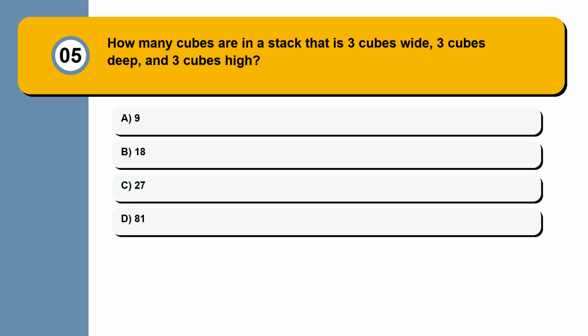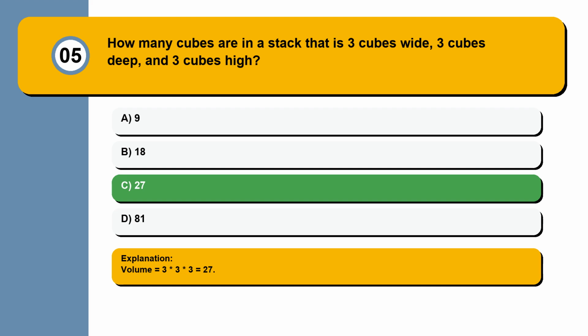Question 5. How many cubes are in a stack that is 3 cubes wide, 3 cubes deep, and 3 cubes high? 9, 18, 27, 81. Volume equals 3 x 3 x 3 equals 27.